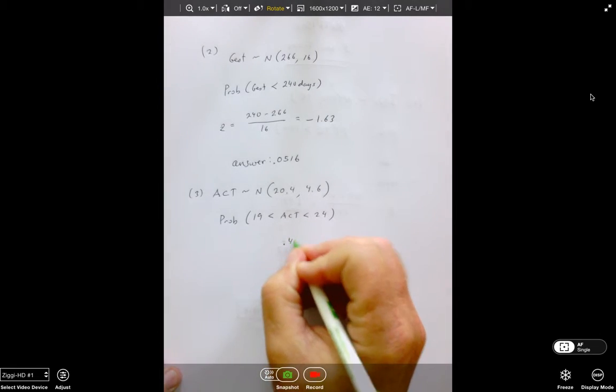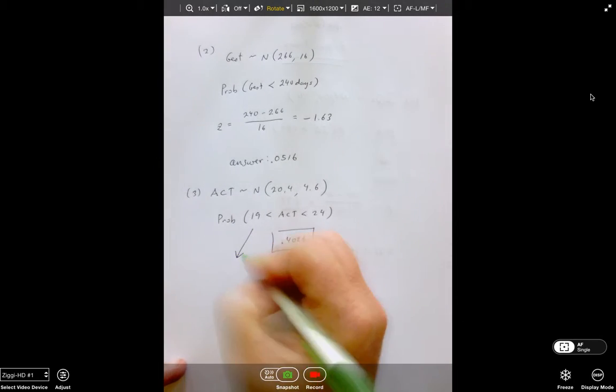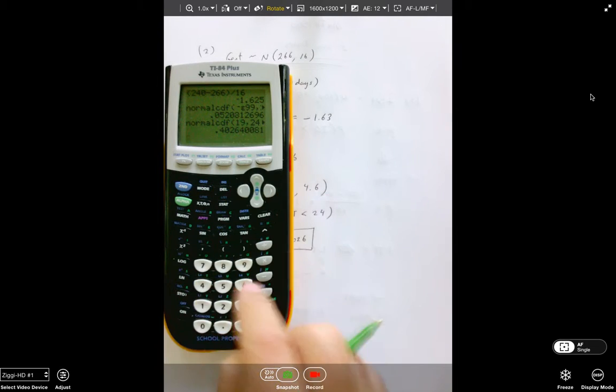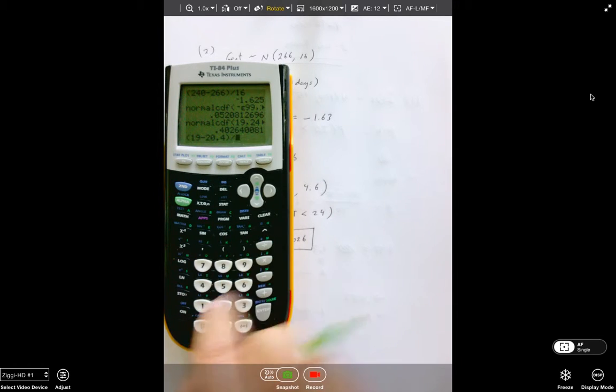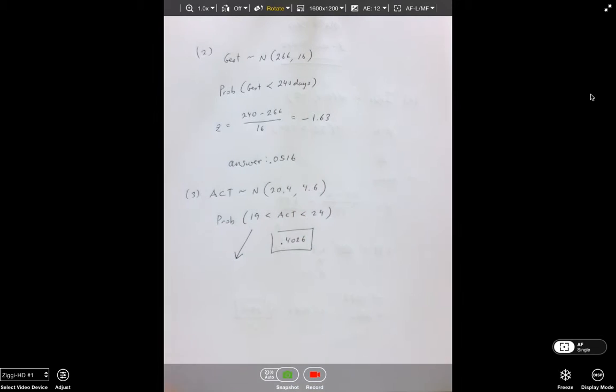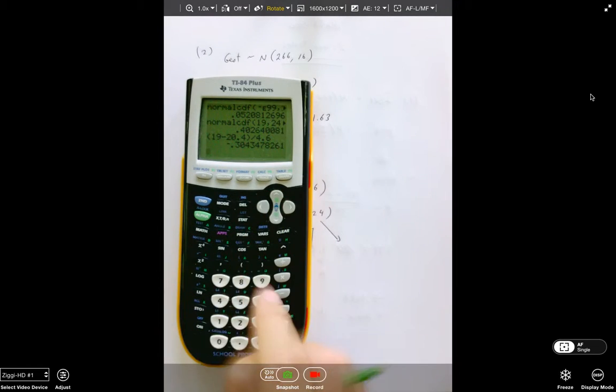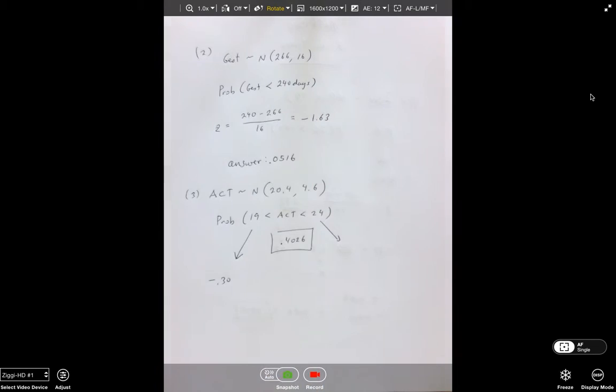Now, if I have to fart around this silly table, I got to first of all calculate 2 z-scores. So I got to calculate the z-score for 19. And that's negative 0.30. I got to calculate the z-score for 24. And I got 0.78.